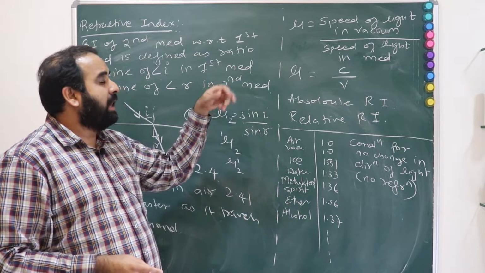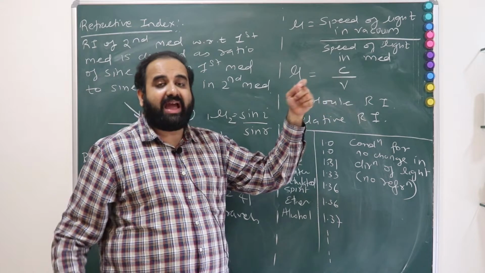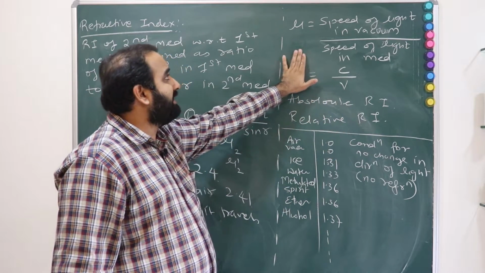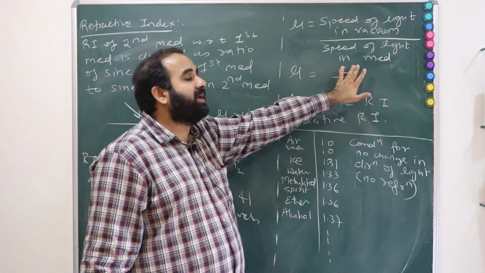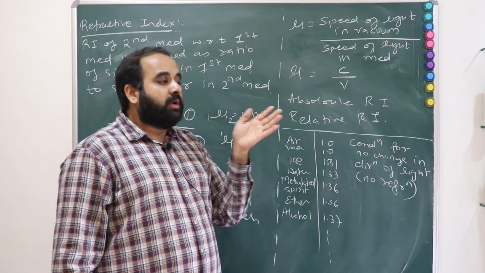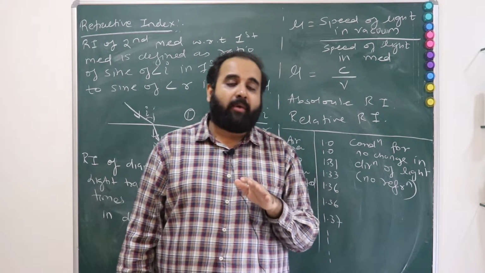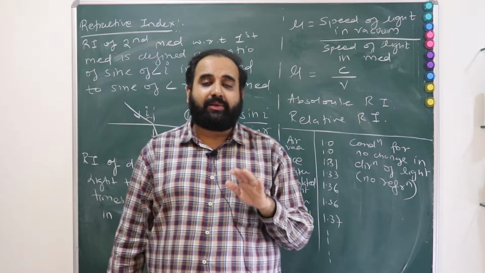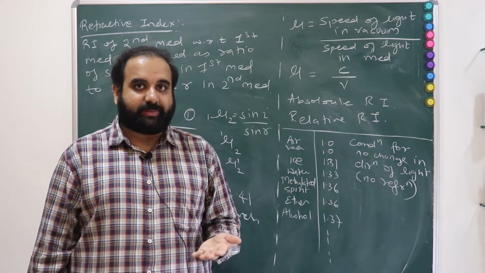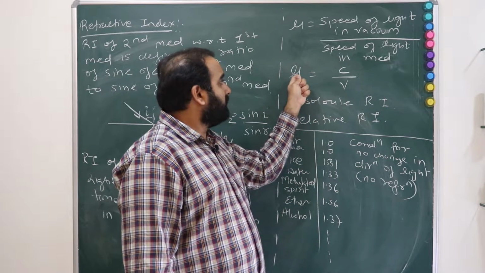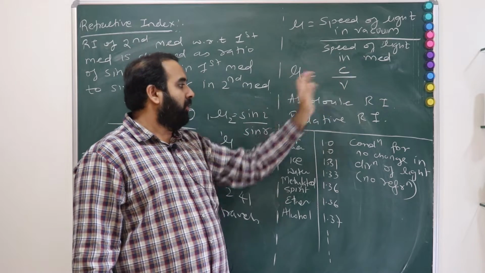Let us go to the next, how the refractive index is dependent on the speed of light. We have one more formula for this, which goes like this: mu, that is the refractive index, is the speed of light in vacuum upon the speed of light in a medium. We all know that the speed of light in air and vacuum is more or less the same, or for easy calculation we will take it the same, that is 3 into 10 raised to 8 meters per second. Hence this formula goes like this: mu is equal to C upon V.